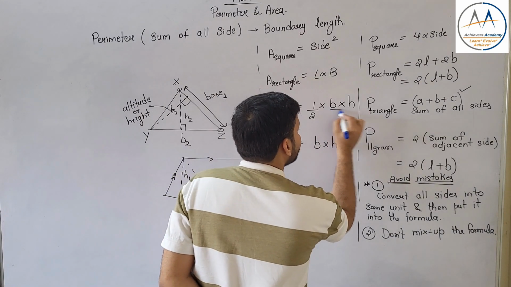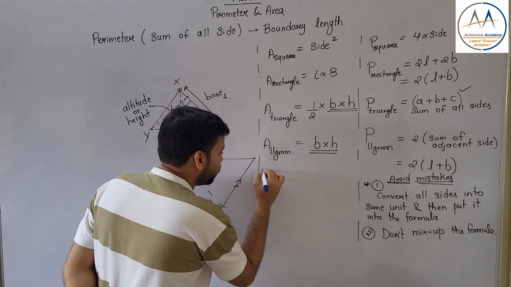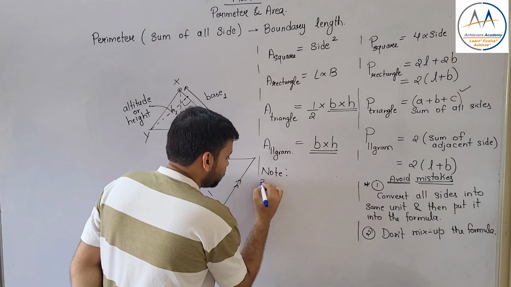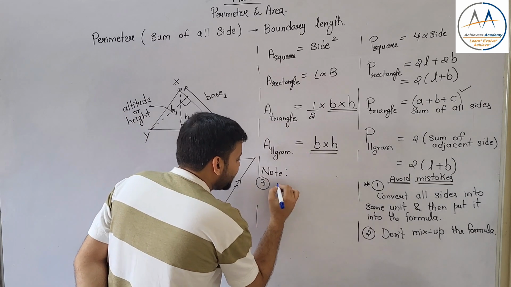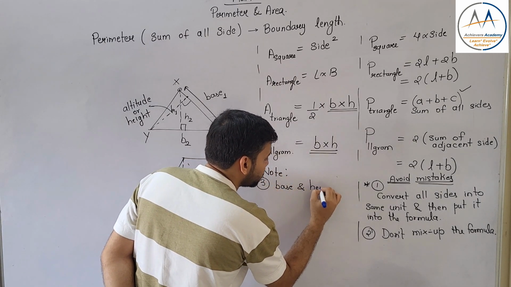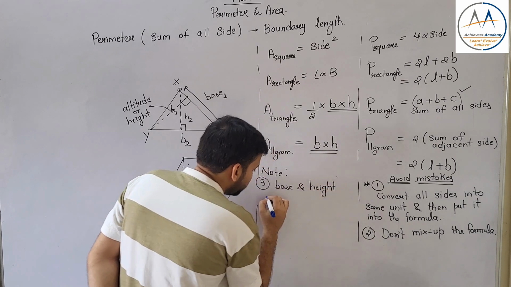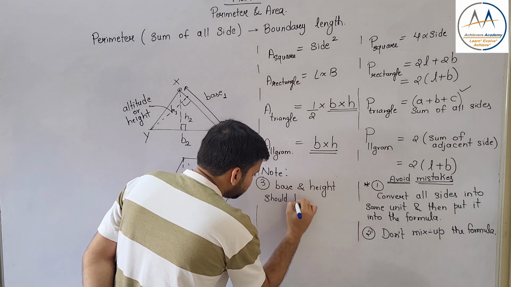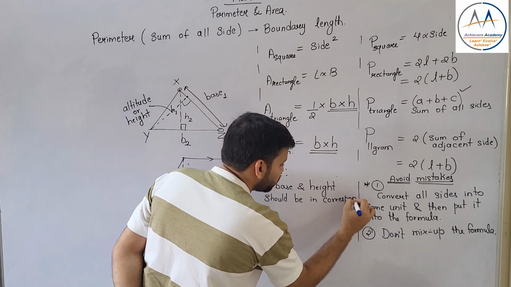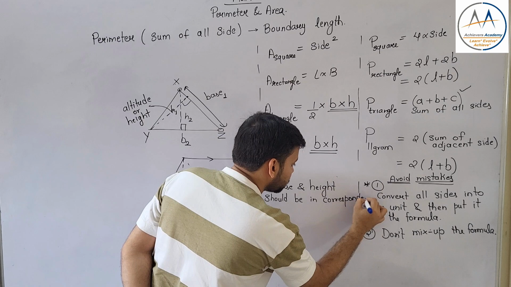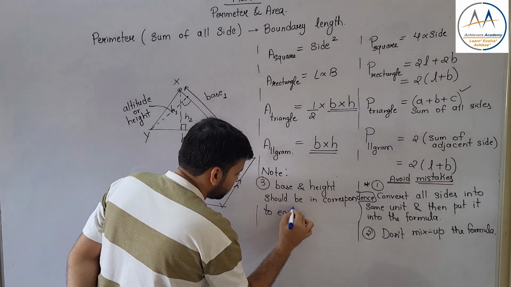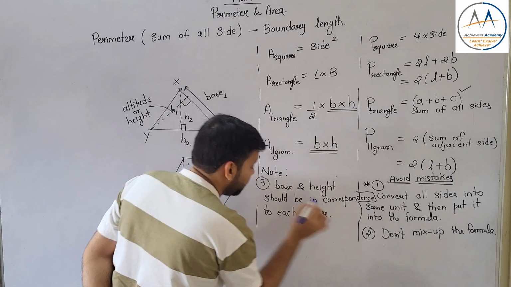Here it's important that base and height, make a note, base and height. This is again a common mistake I have observed. So next, note again: base and height, in the case of a triangle and parallelogram particularly, should correspond to each other. Important point. Very, very important.